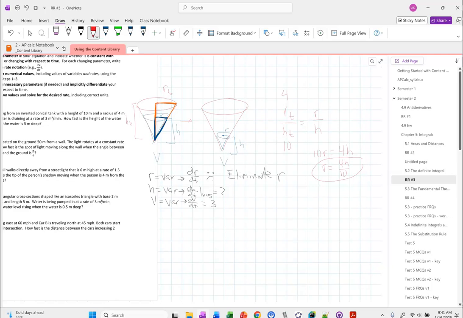So that's totally on you how you want to set up your proportion. As long as you set it up properly, they'll all simplify down to R equals the same thing. Is that okay? Okay.